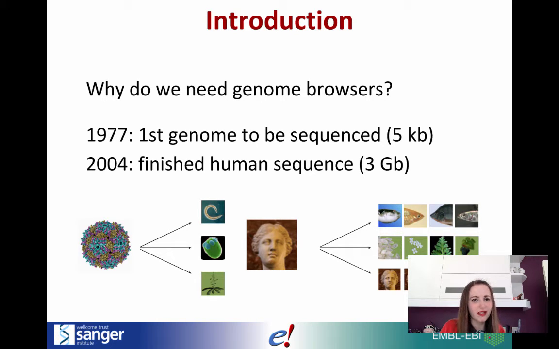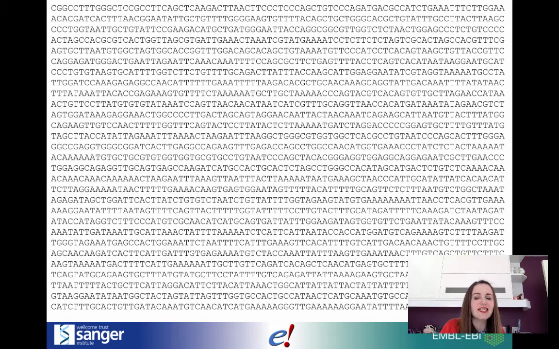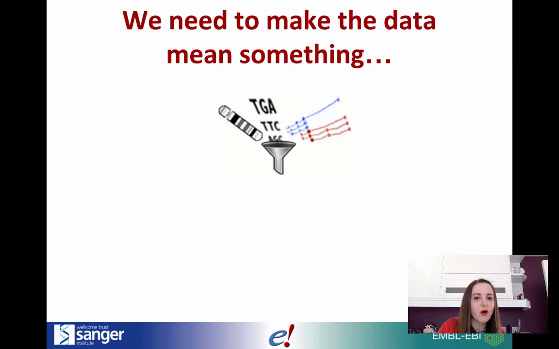Well, genomes are big, they contain lots and lots of data, and we're producing them at a fairly massive rate. And if you look at the kind of data that we're producing, it basically looks like this. It's completely meaningless. The only way this data means something is if we work with it and we process it and we do something with it, which is what we're trying to do in genome browsers.